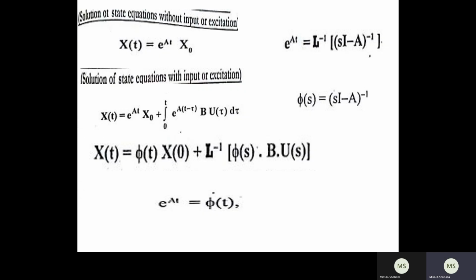I will share the file now. So here you can see x of t is equal to e power At into x0, where e power At is nothing but L inverse of (sI minus A) the whole inverse. And then the solution for the state equation will be x of t equal to e power At into the initial condition x0, plus the integral from 0 to t of e power A(t minus tau) into B into u(tau) d tau. So the equation becomes phi of t x of 0 plus L inverse of phi of s into B into U of s. e power At is nothing but phi of t. And then you can also take a simple problem.